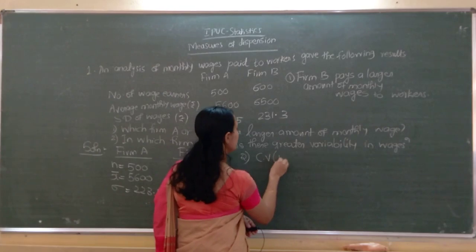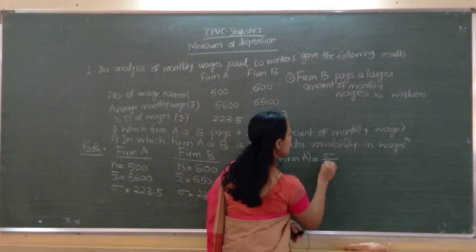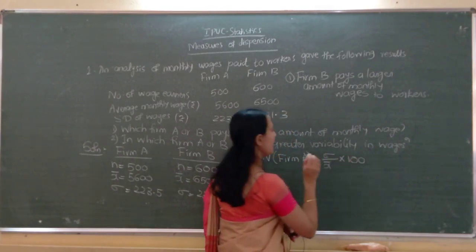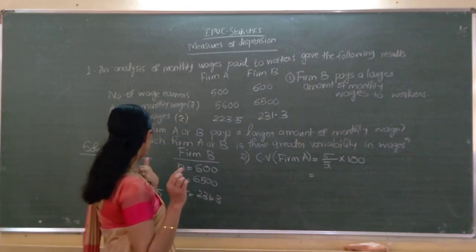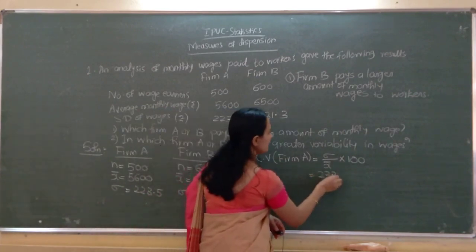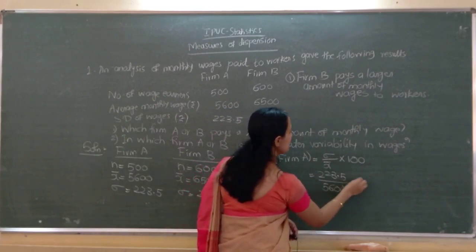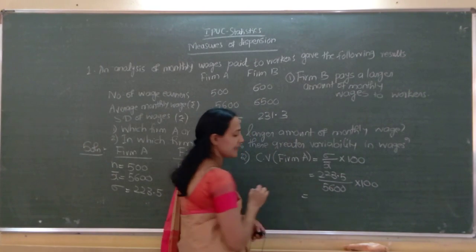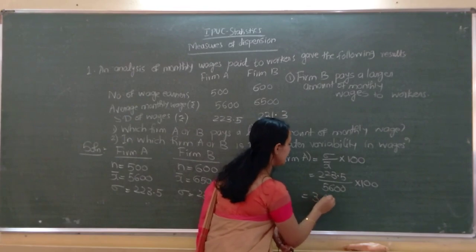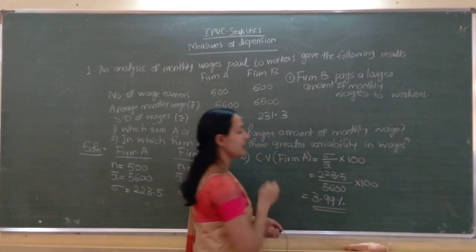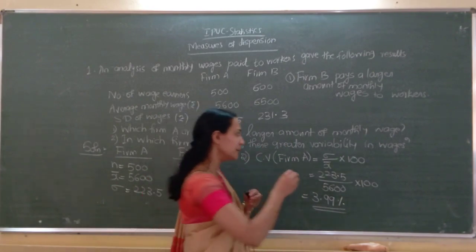CV of firm A. That is sigma divided by x bar into 100. Sigma, everything is given there, no need to compute. So just substitute the values. Sigma is 223.5. So 223.5 divided by x bar 5600 into 100. The answer is 3.99%, isn't it? Next, CV of firm B.